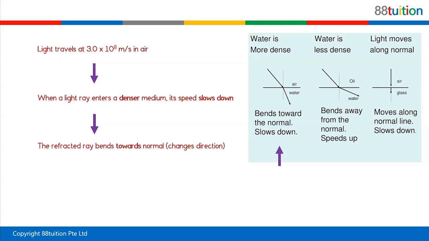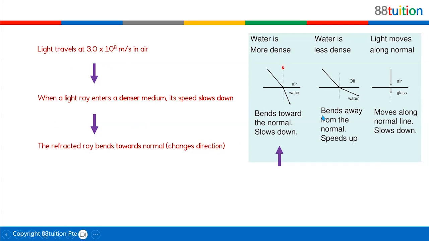in a different direction. So if you can take a look here, this is the one that I'm showing in my text. So when light enters a denser medium, it's moving from air. Air is less dense, water is denser. So when a light ray enters the denser medium, its speed will slow down. Then the refracted ray is bending towards the normal. We all know the dotted line is the normal.